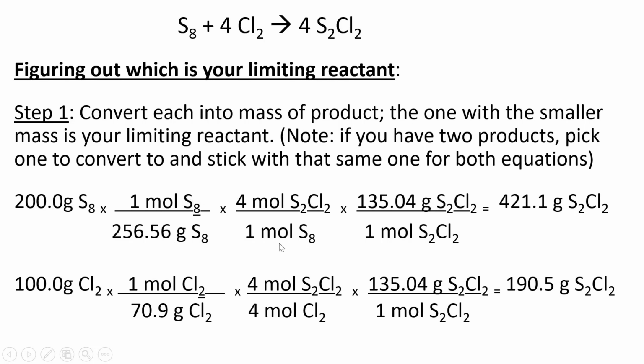Now, since I'm in moles, remember I can go from moles of one substance to moles of my other substance. And remember, I said I wanted to pick a product. In this situation, we only have one product. But pick a product, stick with that product. So we're going to convert to this S2Cl2. These numbers here for my moles come from my equation up here at the top. So I put my 1 and my 4 in there. That converts me to moles of my other substance, moles of S8 over here cancel out.